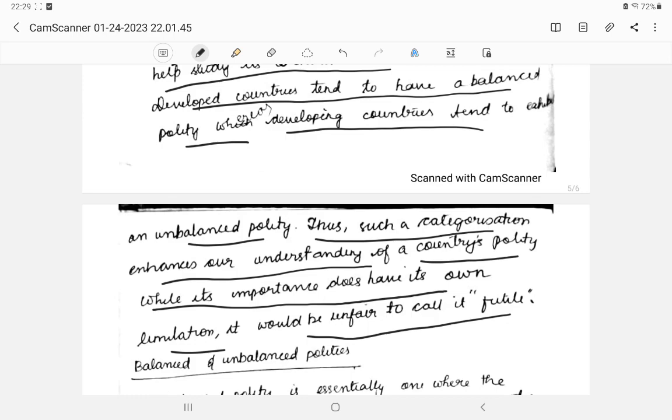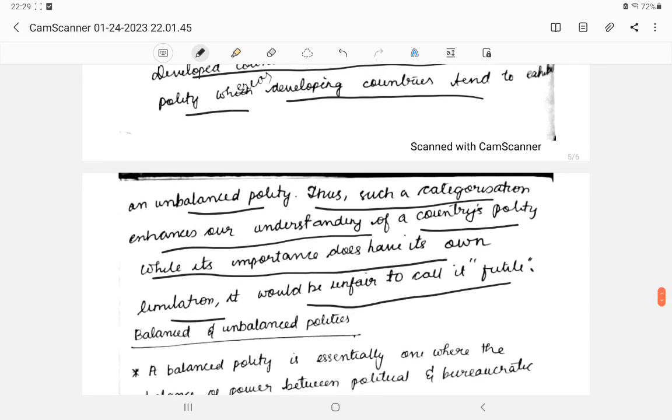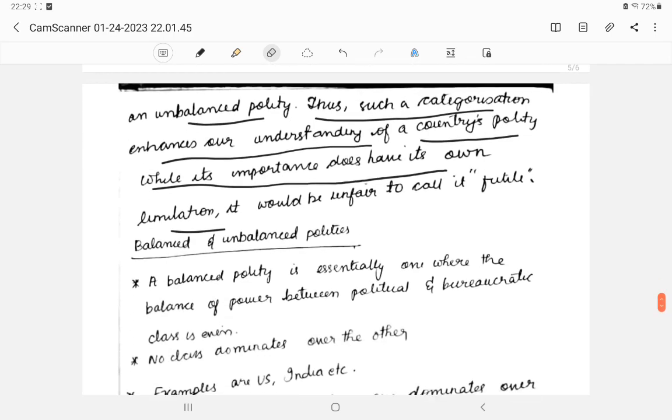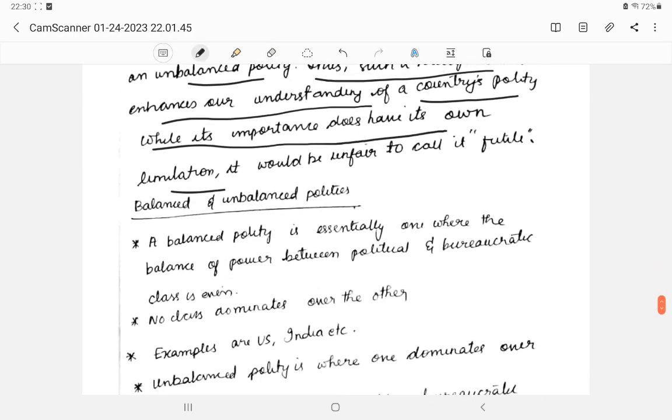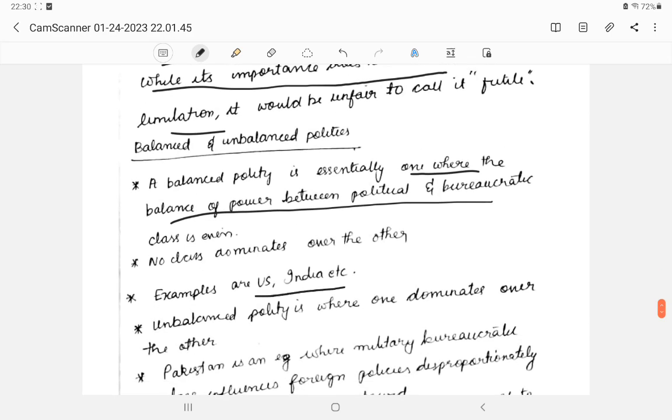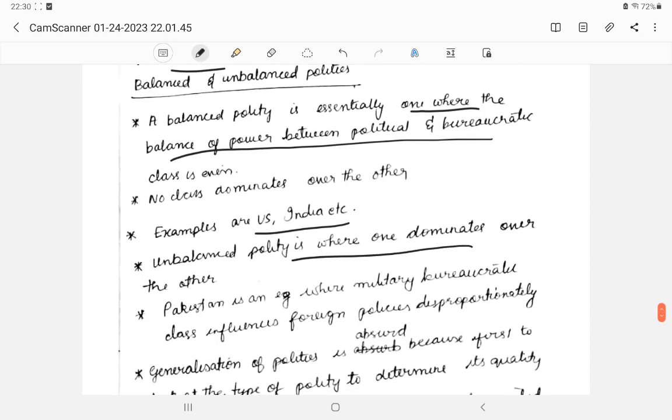So we cannot ignore any other administrative setup. We should give equal importance to all administrative setups so that we can learn from them and not make mistakes ourselves. So balanced or unbalanced polity is about the balance between the bureaucrats and the executive. For example, India or USA is a balanced polity, whereas in Pakistan, Somalia and Afghanistan one side dominates the other.